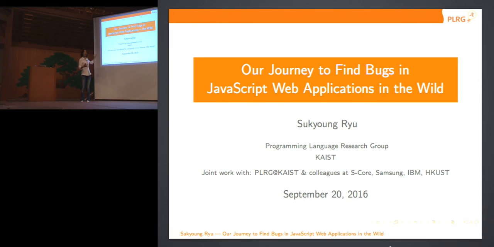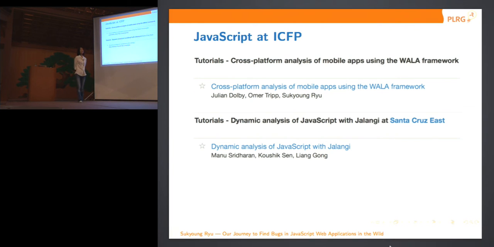Talk about our journey to find bugs in JavaScript web apps in the wild at ICFP. This is joint work with my awesome team, the Programming Language Research Group at KAIST, and our colleagues in industry: Score, Samsung Electronics, IBM Research, and Hong Kong University of Science and Technology.